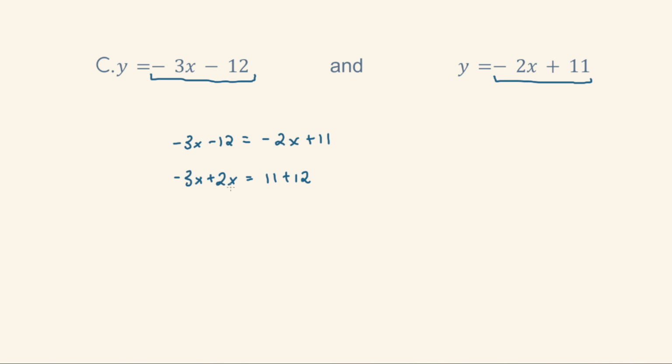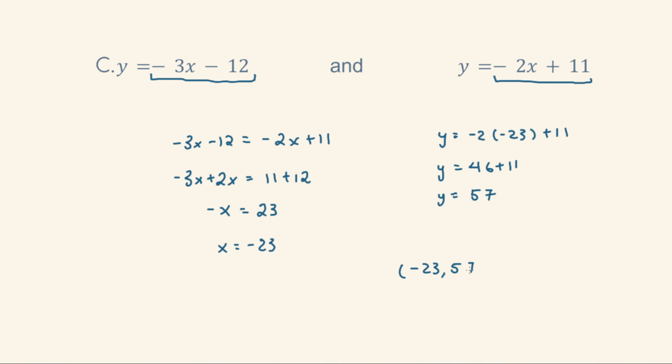So here we're going to get minus 3 plus 2 is just minus 1x, so minus x. And 11 plus 12, that's going to be 23. Okay, and so now we divide both sides by minus 1. x is equal to negative 23. And to find out what y is, we just have to take this and plug it back into either equation. Let's use the right one here. We have y is equal to minus 2 times minus 23 plus 11. So y is equal to positive 46 plus 11. y is equal to 57. So your final answer then is (minus 23, 57).